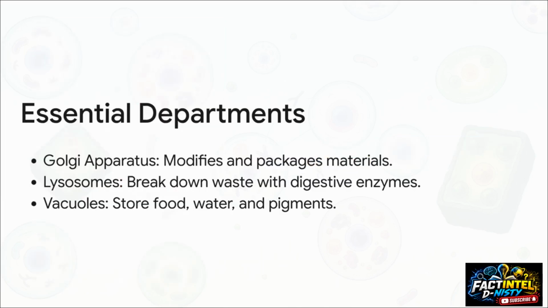Rounding out the factory floor, we have a few other essential departments. The Golgi Apparatus essentially acts as the shipping department, modifying, packaging, and transporting materials where they need to go. We have vacuoles, which are basically storage tanks for food and water. And you can't forget the lysosomes. These act as an extreme recycling center. They contain powerful digestive enzymes to break down waste, earning them the rather intense nickname suicide bags because they can actually digest damaged parts of the cell itself.